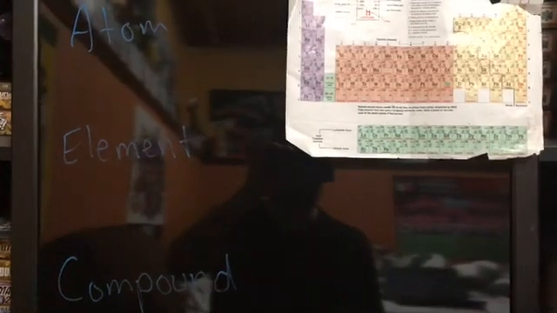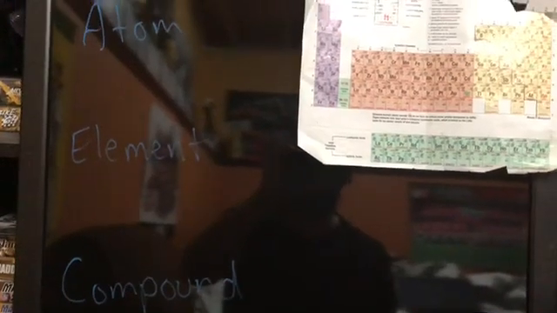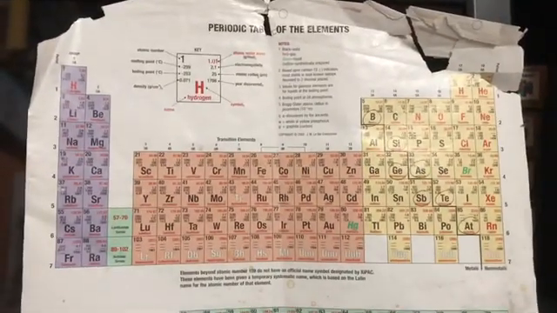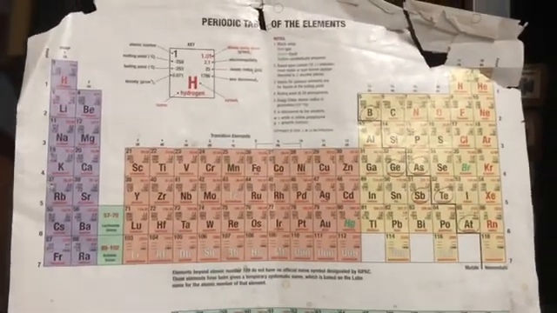I'm gonna make a video today about the difference between atoms, elements, and compounds. And so I'm gonna talk about elements first. An element is basically a substance that can't be broken down. It's the simplest form of a substance. So for example, the elements here in the periodic table, they're all elements.